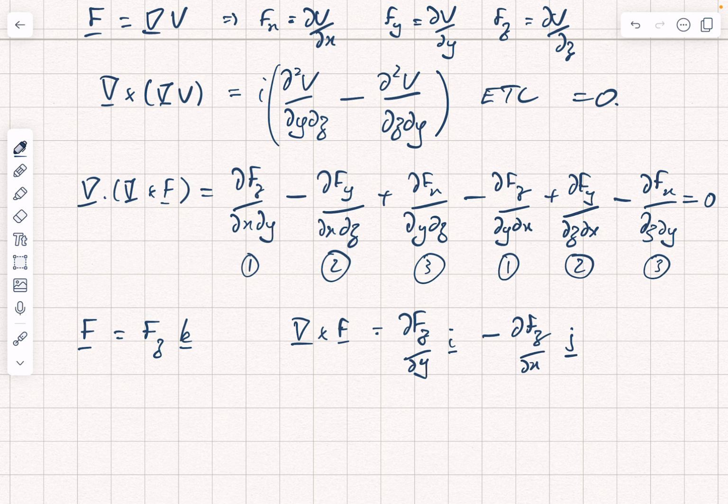So those are some simple results on vector calculus. I hope they're useful. It's very important that you learn how to use vector calculus and become very familiar and happy with the way that these things work for electromagnetic theory.